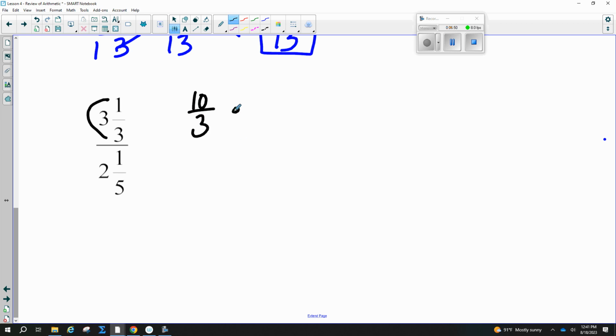I'm going to make it times, but I got to remember to flip, right? So you guys, let's make this improper. What is that? 11. Yeah, and then we need to flip it. That was 11/5, but we got to flip it, okay? All right, and then go ahead and multiply straight across because I don't think anything cross cancels, so that'd be 50 over 33.